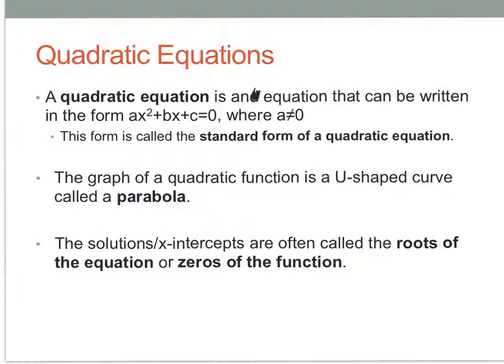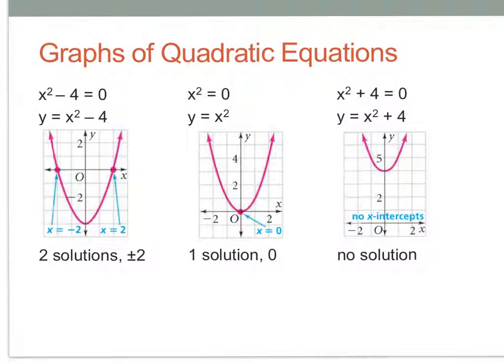The graph of a quadratic function is a U-shaped curve called a parabola, which we looked at graphing earlier this year. And the solutions, or x-intercepts, are often called the roots of the equation, or zeros of the function. Below are some examples of the graphs of quadratic equations.